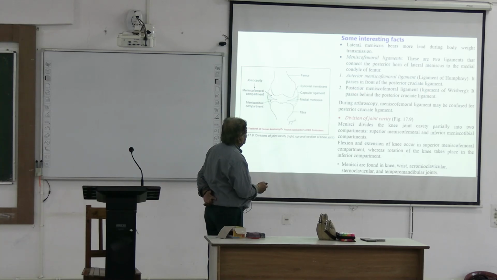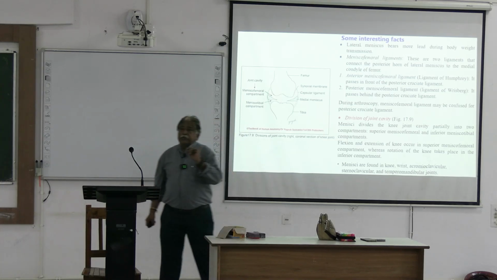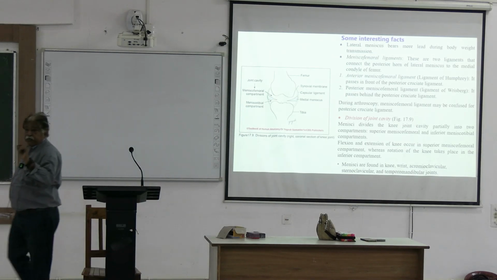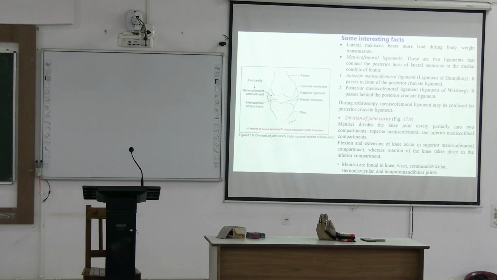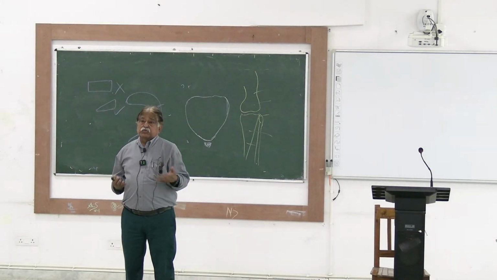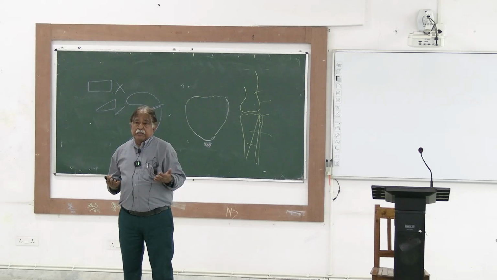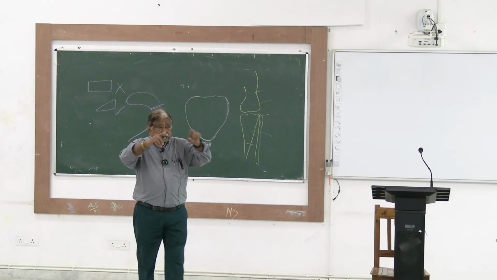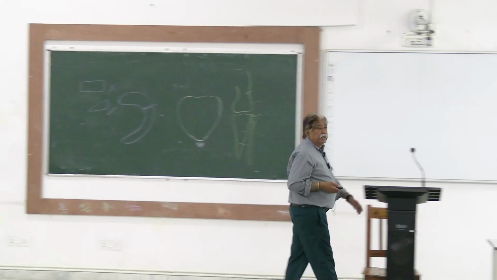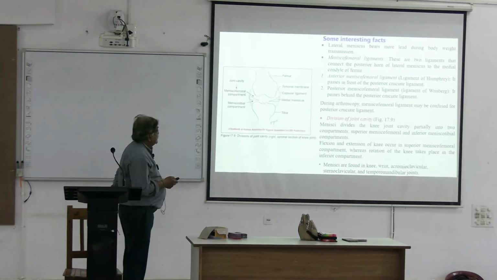The posterior meniscofemoral ligament, ligament of Wrisberg, passes behind the posterior cruciate ligament. During arthroscopy, the meniscofemoral ligament may be confused for the posterior cruciate ligament. So the orthopedic surgeon has to know, even if you are becoming an anatomist. Now arthroscopy is easily done and available also. So you do an arthroscopy, you can see the total anatomy of your knee joint.